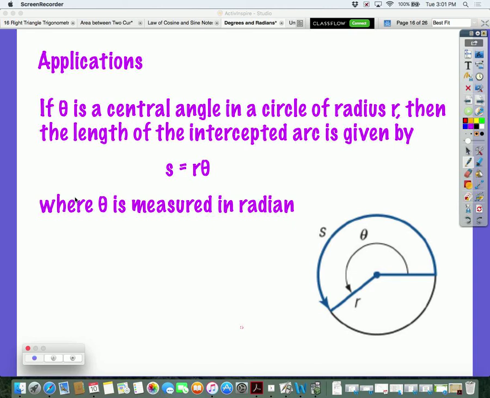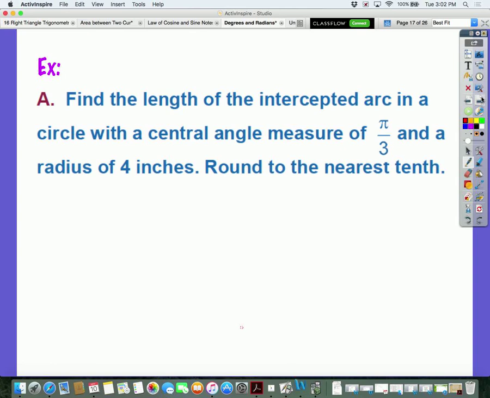What is S representative of? The length of an arc. It's pretty simple. You follow the formula, okay? So when it says find the length of the intercepted arc in a circle with a central angle measure of pi over 3 and a radius of 4 inches, they want to actually know that part of the circumference. So you use that formula, S equals r theta, where theta is measured in what? Radians. If that angle measure is not in radians, you have to put it in radians.